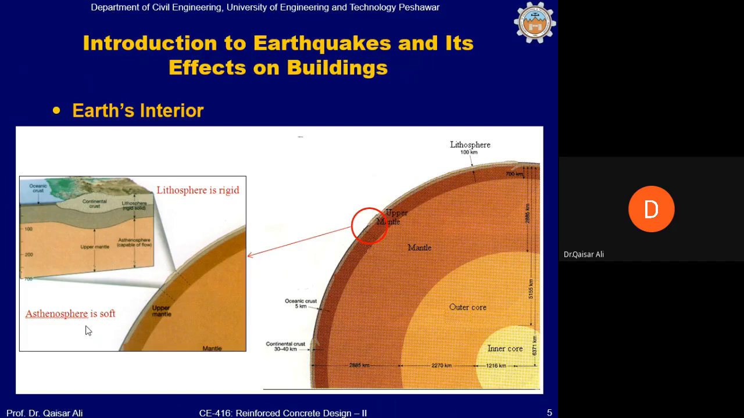Litho means stone, sphere means layer or portion. So this is the relatively rigid portion. Astheno means without strength. So this is the part which is without strength, a softer layer. The lithosphere, part of the crust, moves over the asthenosphere, and the tectonic plate movements occur due to these lithosphere movements.